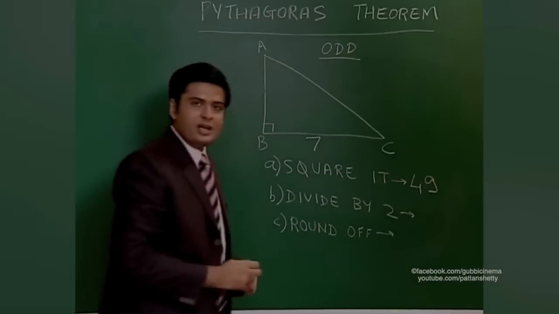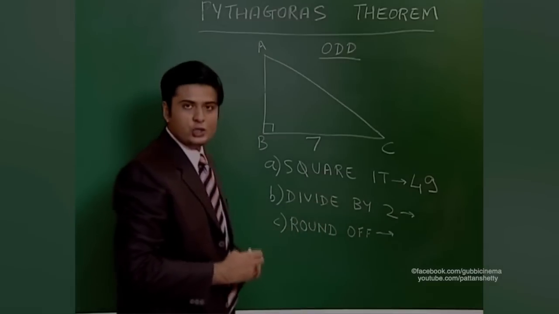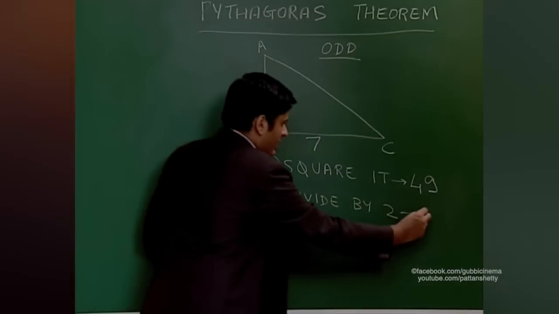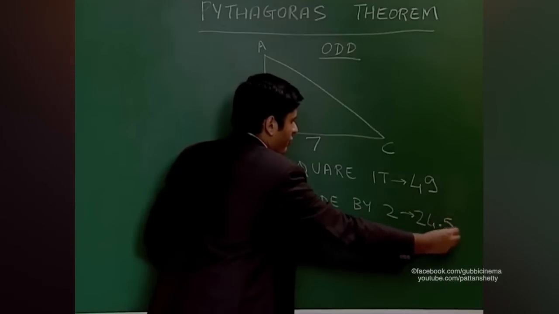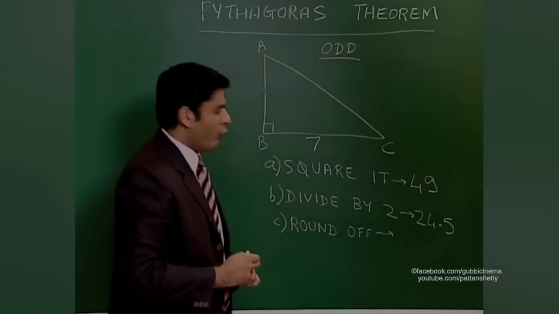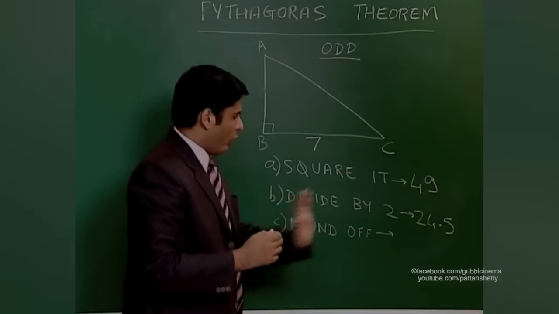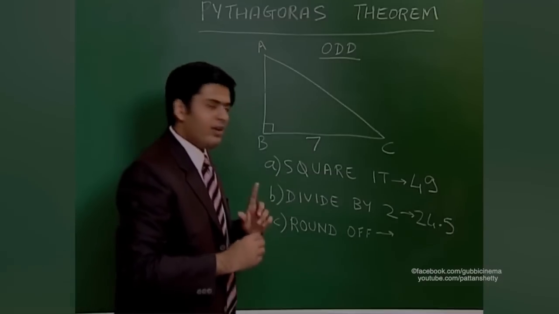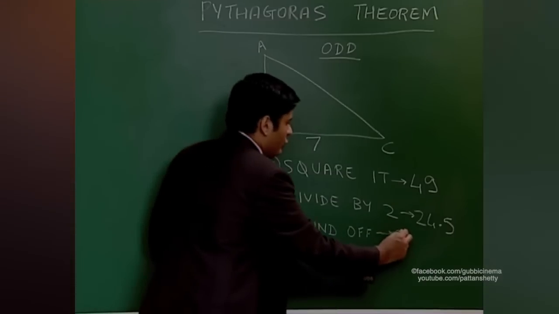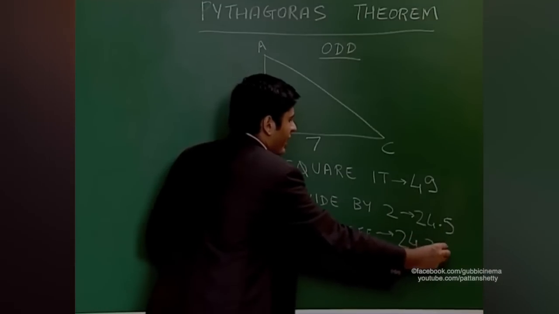49. 7 times 7 is 49. We all know that. 49 divided by 2 gives me 24.5. And 24.5, when I round off, I can drop the fraction. I get full 24, or I can add 0.5 and make it 25. So I will have two answers, 24 and 25.